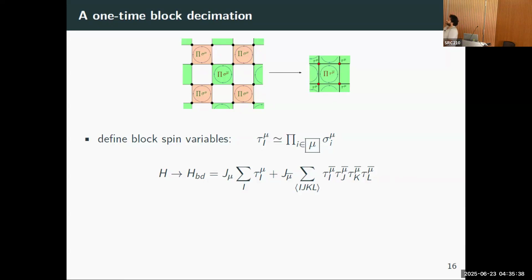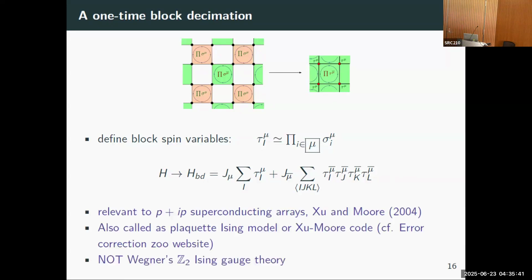Some of you might recognize this, in the conference it was referred to as the plaquette Ising model, which I was not familiar with, but this was studied by Zhu and Moore in 2004. I started looking up what the plaquette Ising model is. There's a website, the Error Correction Zoo, where it was listed as the Zhu-Moore code. So this is actually a known model. The energetics of this 4-spin variant is captured at an effective level by the Zhu-Moore model.